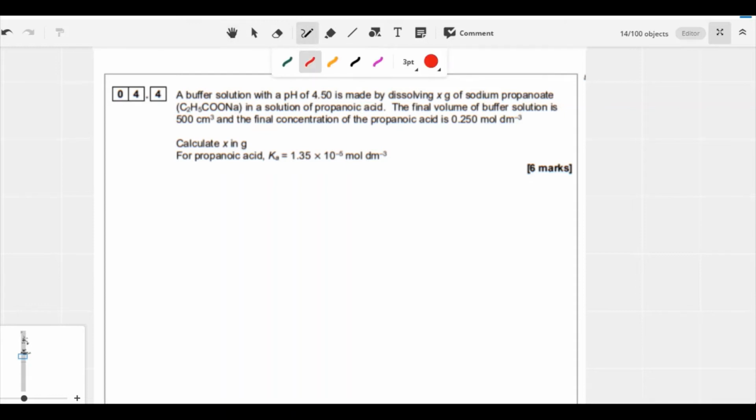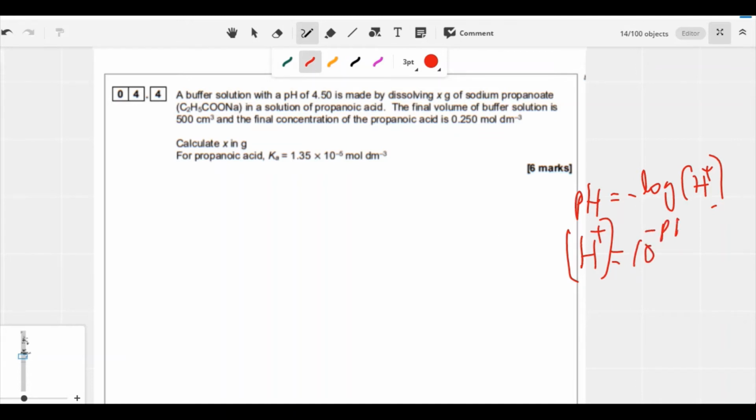As we know, like we already discussed, pH is equal to negative log of H positive, the hydrogen ion concentration. If you want to find the H positive hydrogen ion concentration from the pH, that will be equal to 10 to power minus pH.